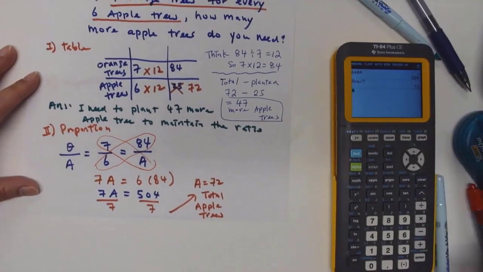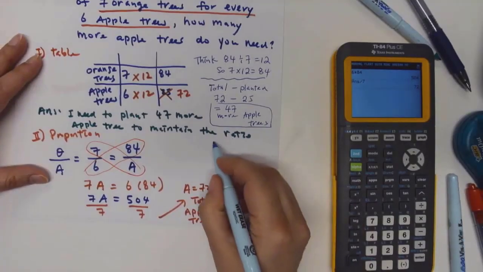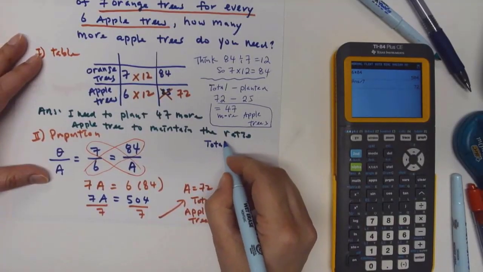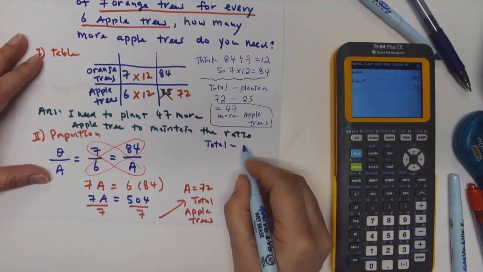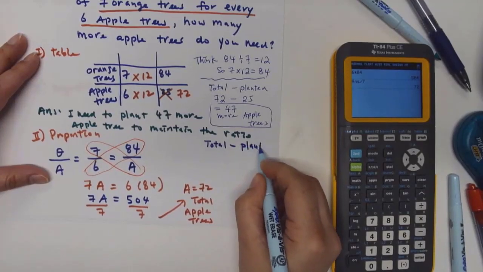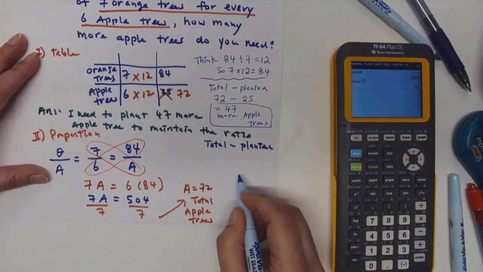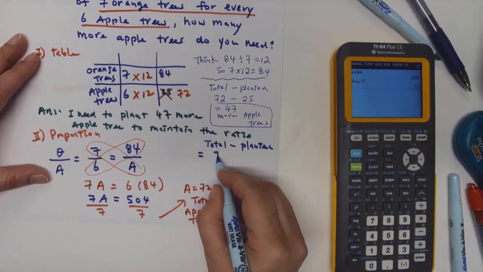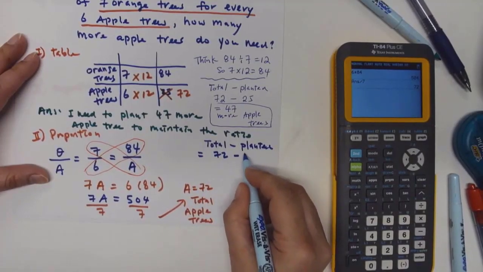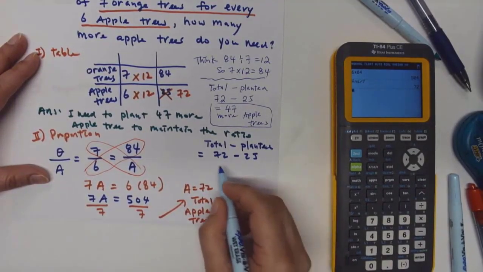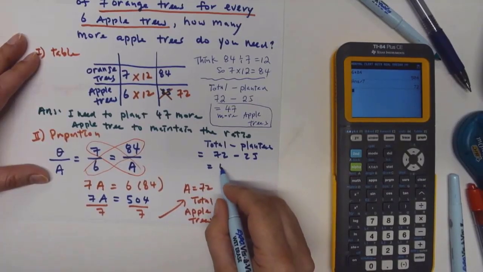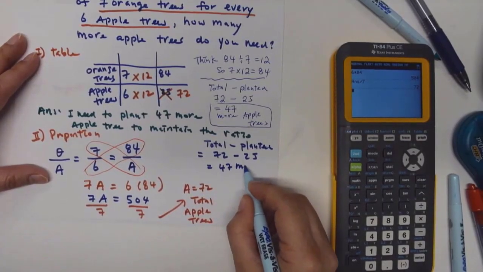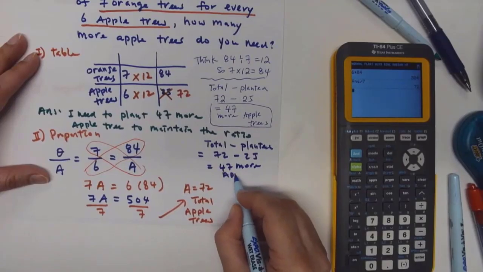And same thing, we will use the total that we need for apple trees and subtract the number we planted to see how many more, right? So we totally need 72, subtracting the 25 already planted, it would equal 47 more apple trees.